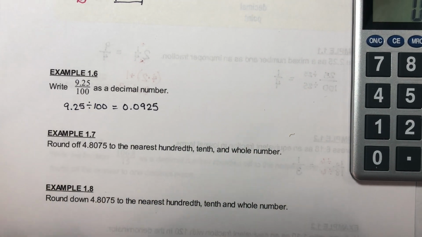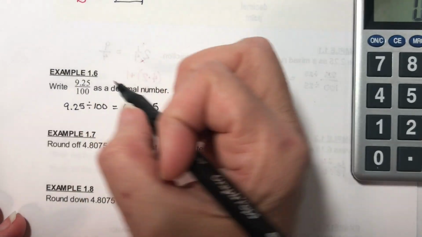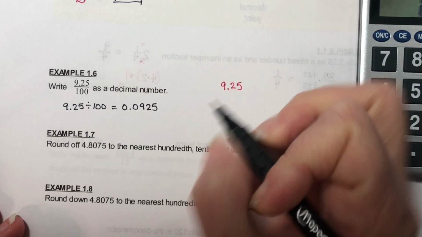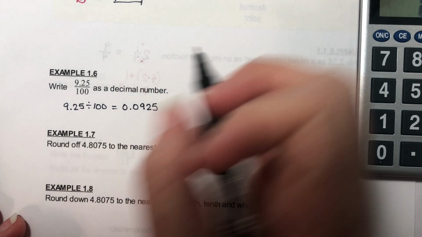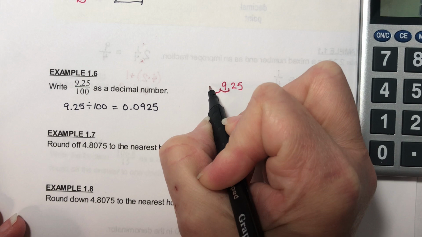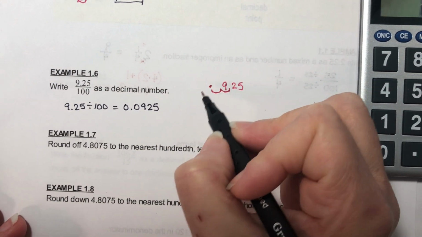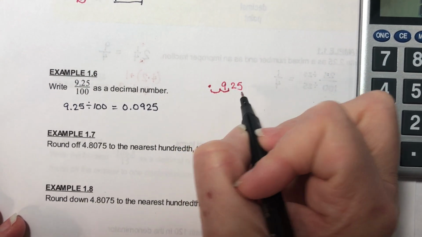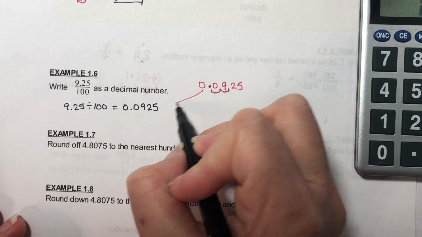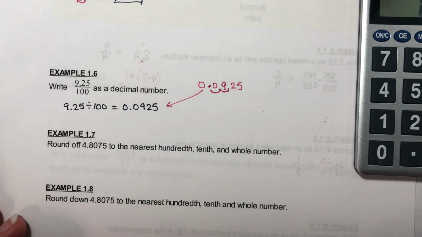Now, how would we do this if we just wanted to think of it as moving the decimal? I'm going to write 9.25. I'm dividing by 100, so I'm going to move this decimal place 2 spots. That's 1, that's 2. Now, if I end up moving it more places than I have digits written, those get filled in with zeros, which is exactly the same as this.